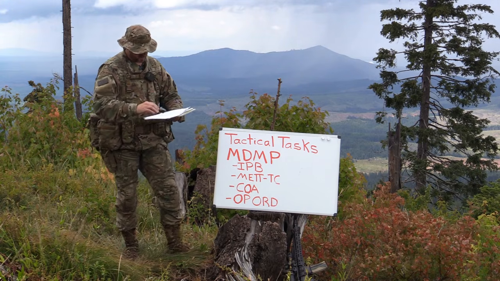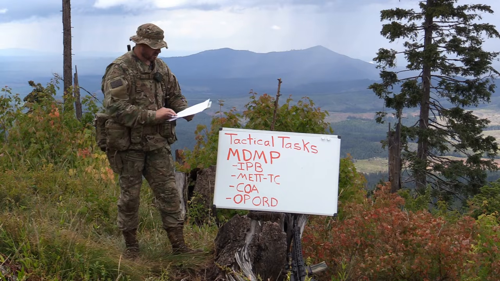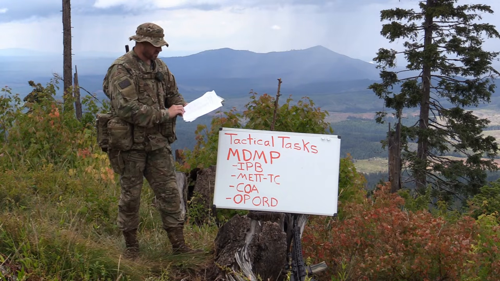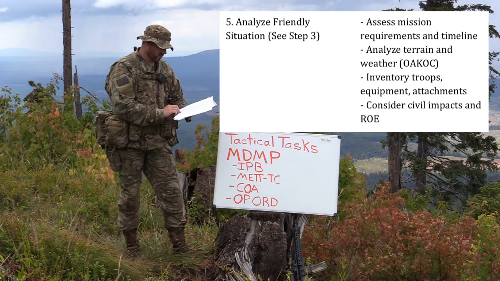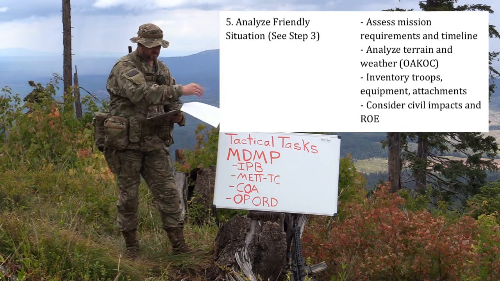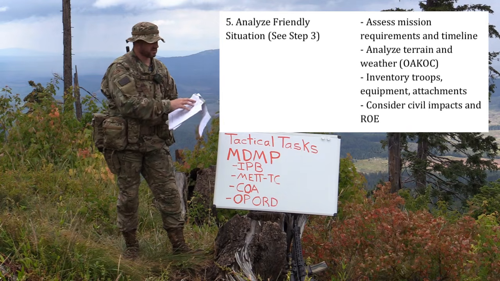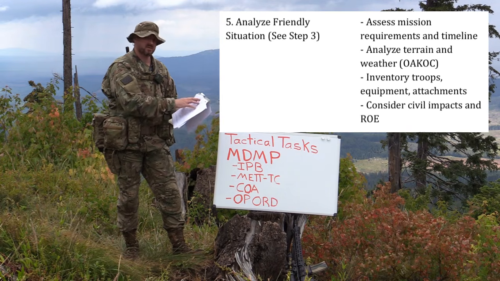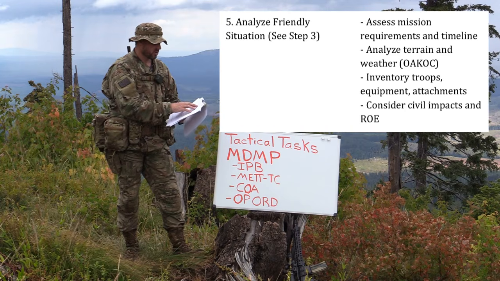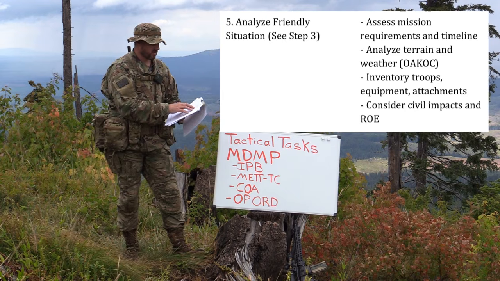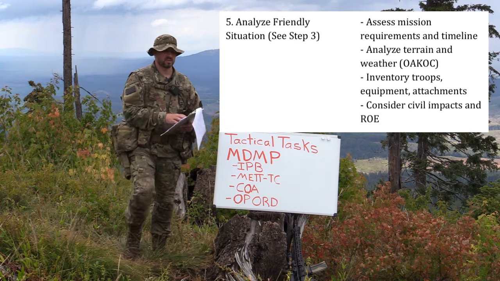Okay, let's go back to the last couple steps. Step 5 is analyze friendly course of action. You want to assess your mission, and that is all under step 3. There's a sub-step 3, which is METT-TC and OACOC. We covered that earlier. Analyze terrain and weather, inventory troops, equipment, attachments, consider civil impacts, and rules of engagement.